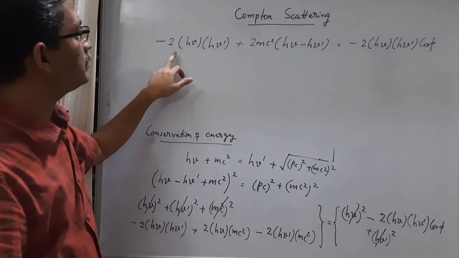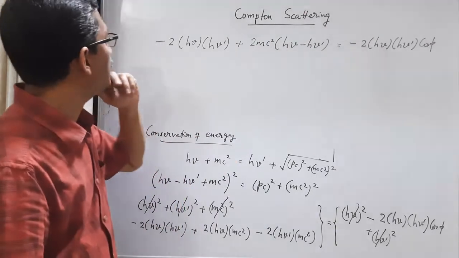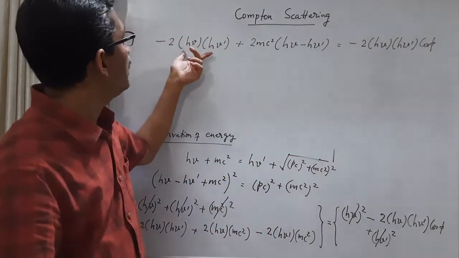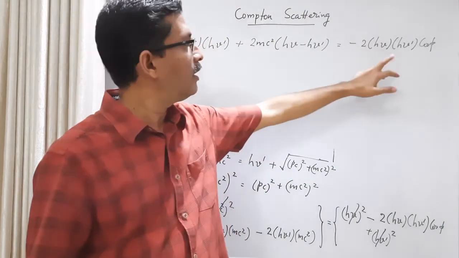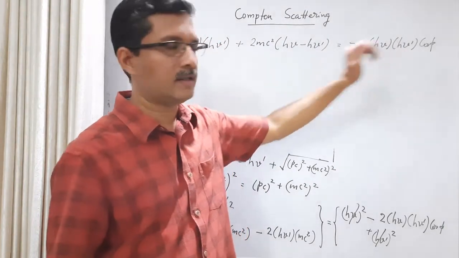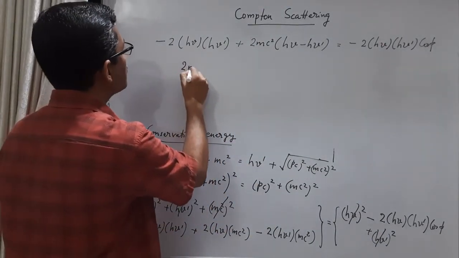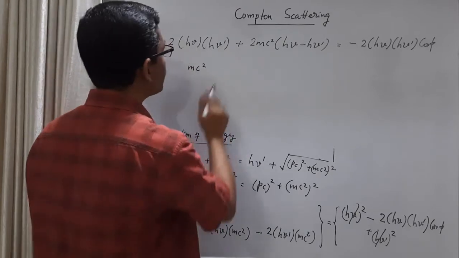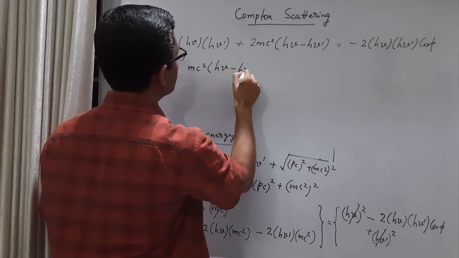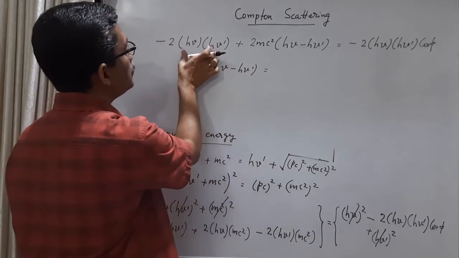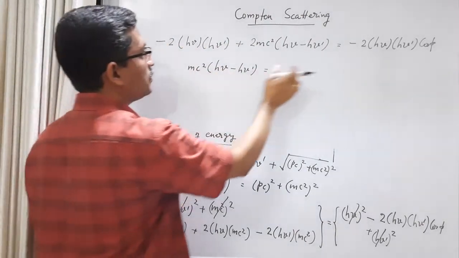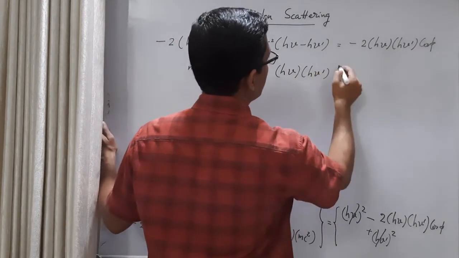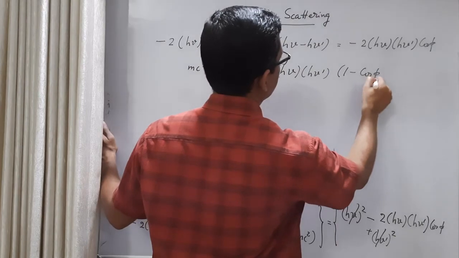so there is 2 everywhere, 2 you can cancel. There is an h nu into h nu prime here, there is an h nu h nu prime cos phi here. So I will bring this h nu h nu prime to the right side. Okay, and this h nu h nu prime is common here, I can take it outside. So we have mc square into h nu minus h nu prime is equal to, this h nu h nu prime is taken to the right side, so it becomes positive and it is taken outside. So h nu h nu prime, and we have 1 minus cos phi.